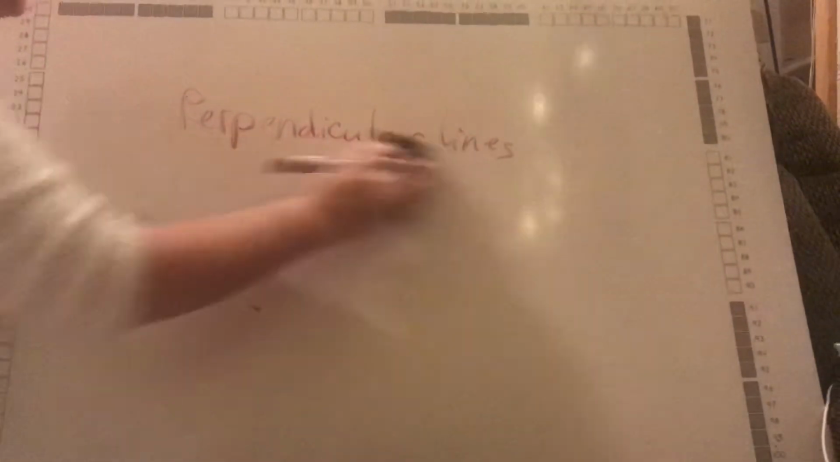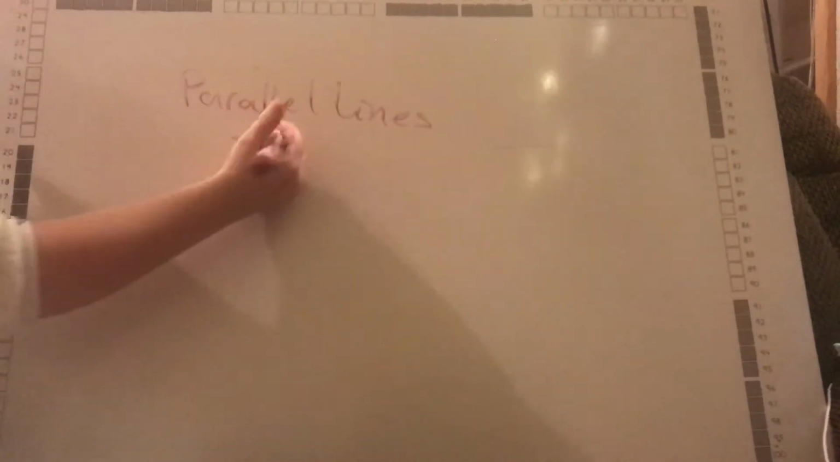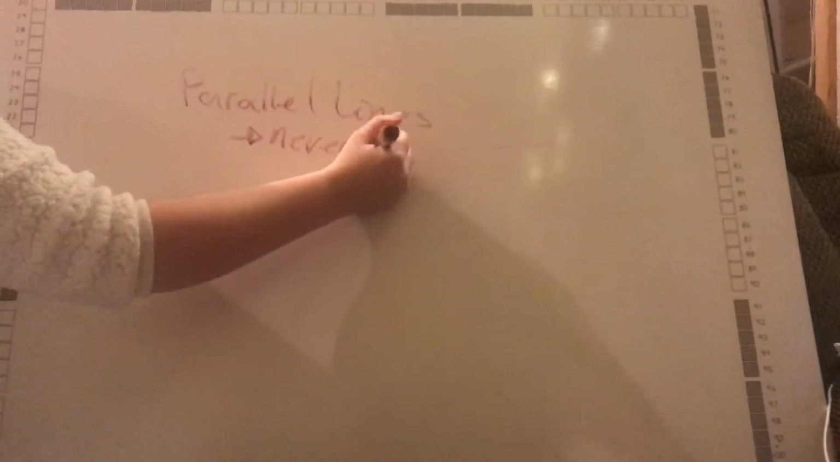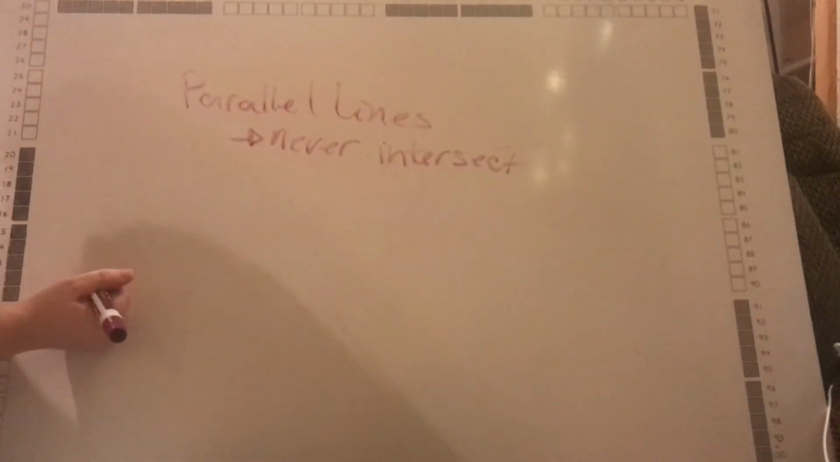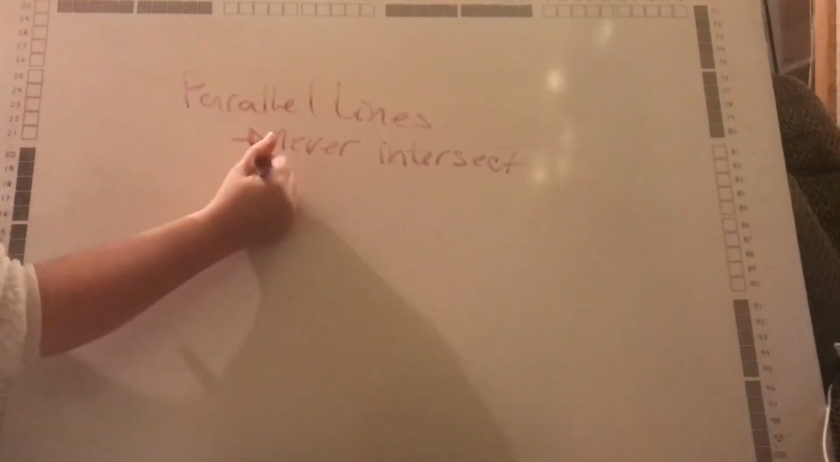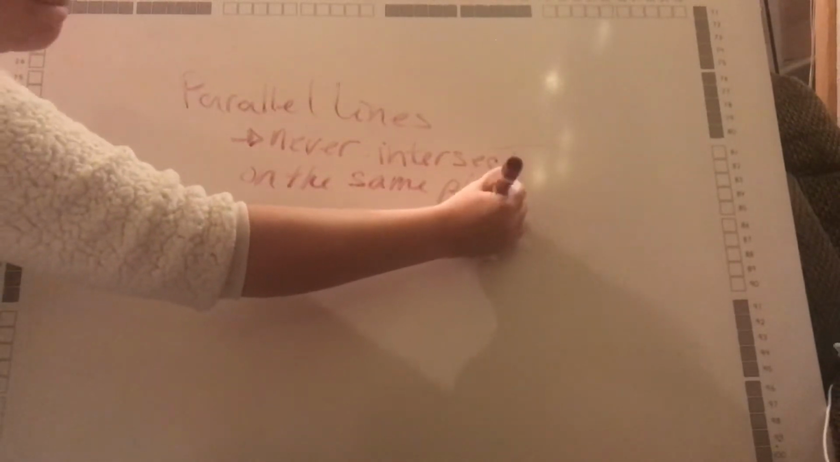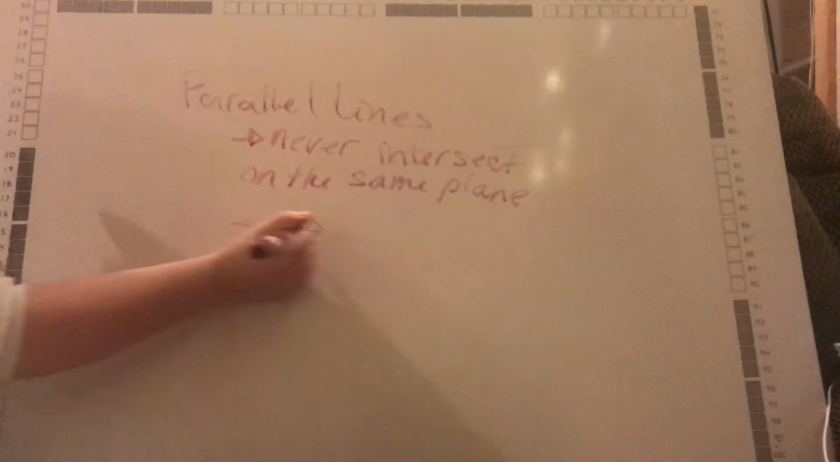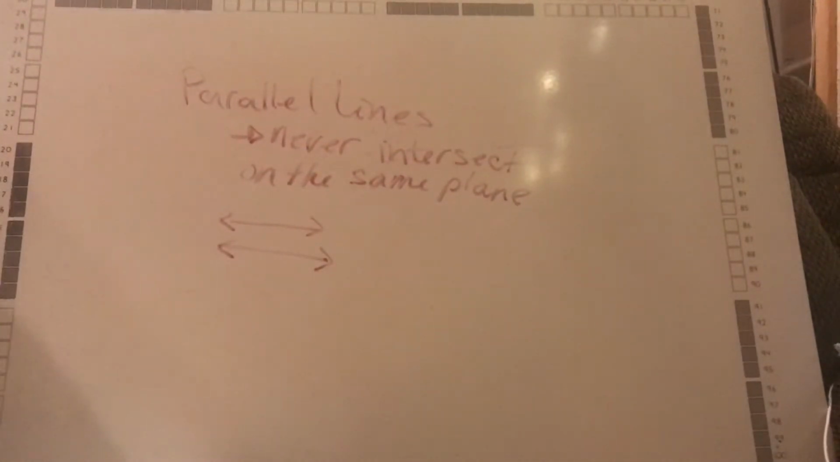Next one is parallel lines. Parallel lines never intersect, but they still fall on the same plane. So, on the same plane, but they never touch each other.